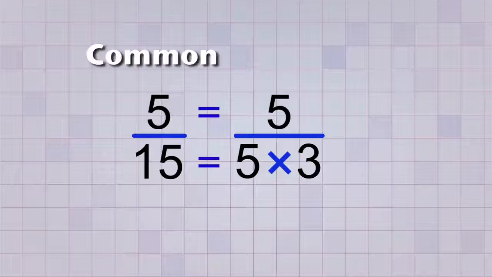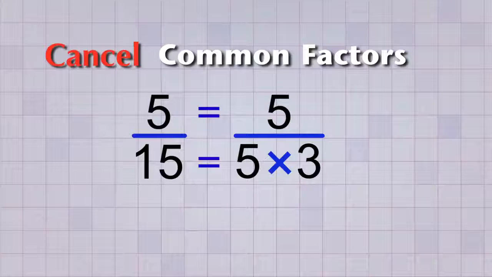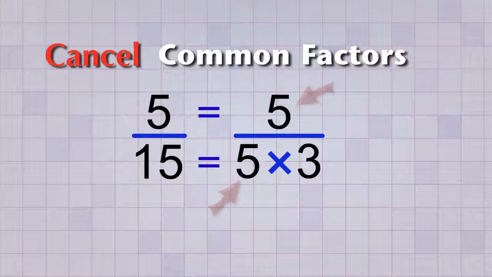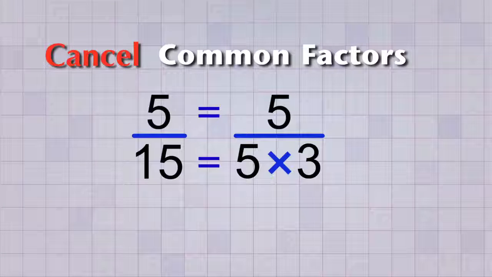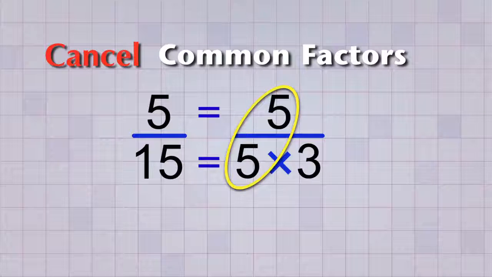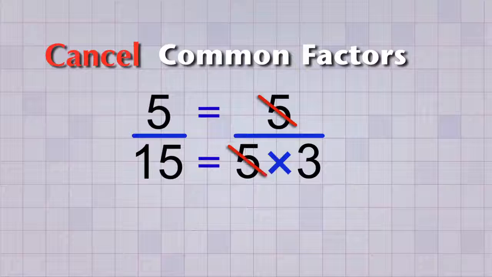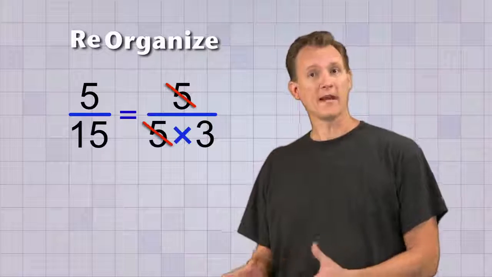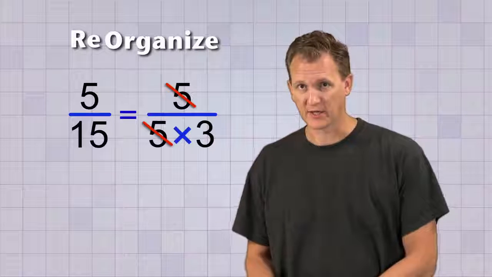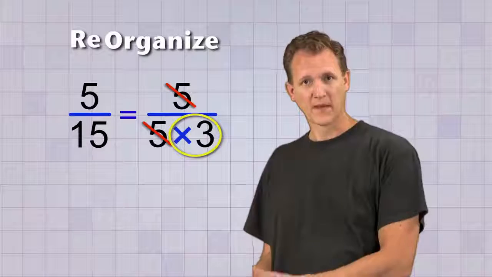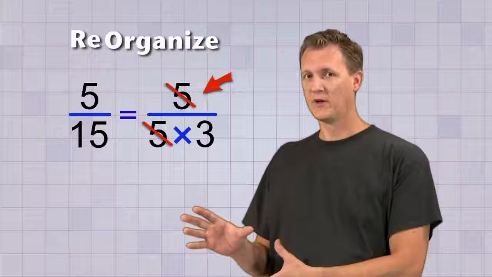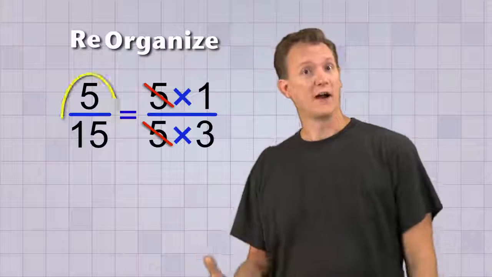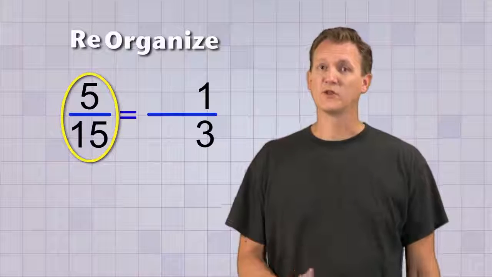Step 2 is to look for common factors and cancel them. And we can see that there's a 5 on the top and there's a 5 on the bottom. They're not directly over each other, but that doesn't matter. They still form a common factor pair, and so we can cancel them out like this. Step 3 is to reorganize our answer. Now we don't have any factors that need to be recombined by multiplying. We just have a 3 on the bottom, and we don't have any factors left over on top. But you'll remember that there's always a factor of 1. So 5 over 15 simplifies to 1/3.